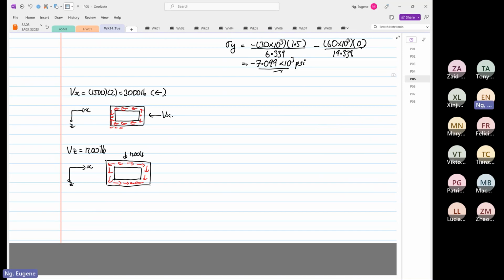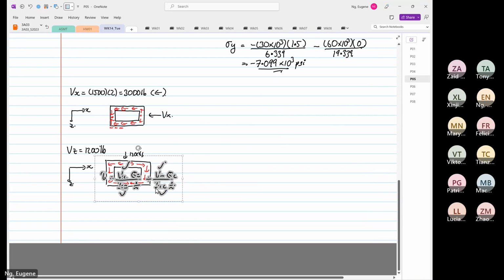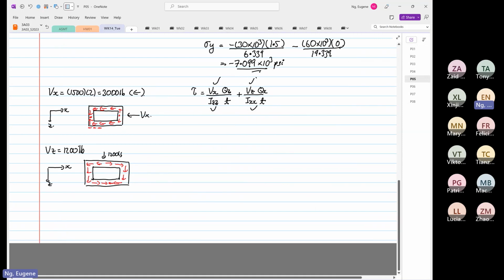Okay. So now we are going to find the formula that we're going to use. Again, you have to be very careful with this. It is this formula that we're going to apply now. So we know our Ix, our Iz. So what do we know about this formula? We know everything, even T is equal to 0.25 inches. Okay. So let's look at Vx.